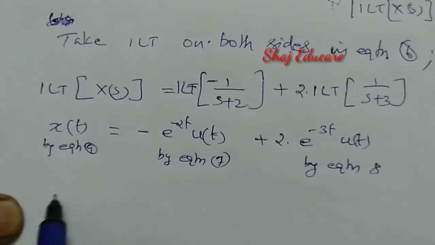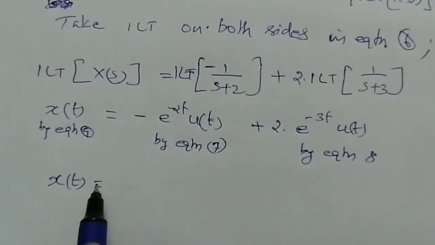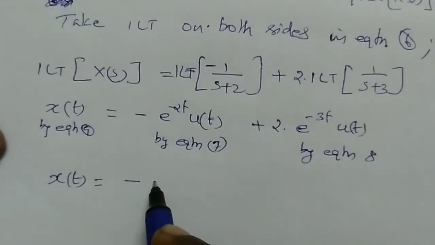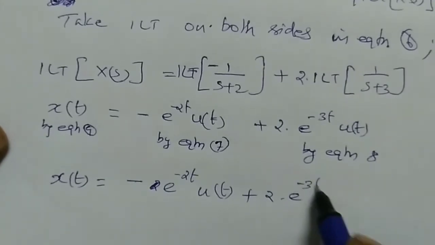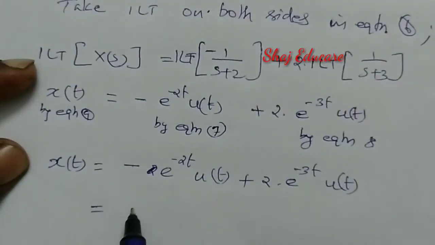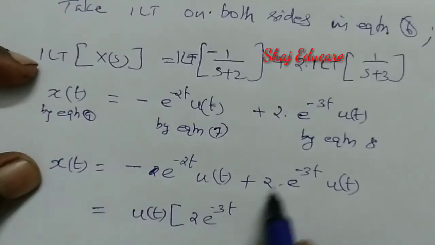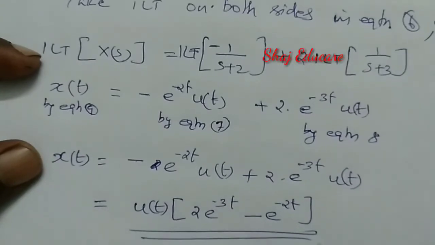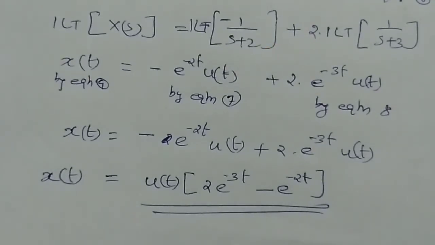Now what we are getting is x of t. What is x of t? x of t is the inverse Laplace transform of the given signal X of s. That is equal to minus e raised to minus 2t u of t plus 2 into e raised to minus 3t u of t. Here u of t is common for both these terms, so we can take it outside, and the remaining terms inside the bracket are 2 e raised to minus 3t minus e raised to minus 2t. That will be the result: x of t is equal to u of t into this one.